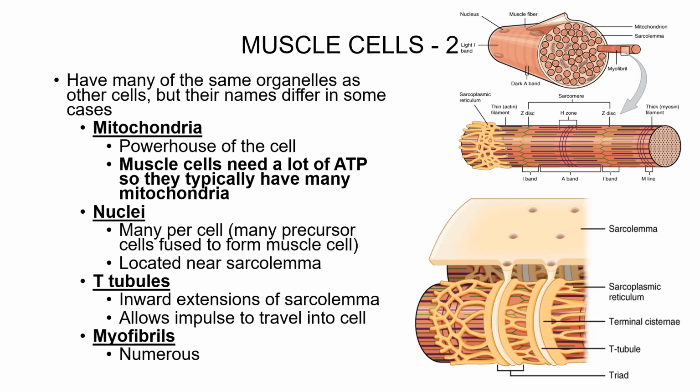Other structures that are found inside of your muscle cells. First is mitochondria. And remember, we call the mitochondria the powerhouse of the cell, or the energy factories of the cell. This is where we're going to be taking our breakdowns of mainly sugar, glucose, and combining it with the help of oxygen, and we're going to be making a lot of ATP. Now you notice in bold, it says muscle cells need a lot of ATP. So typically we have a lot of mitochondria in our skeletal muscle cells.